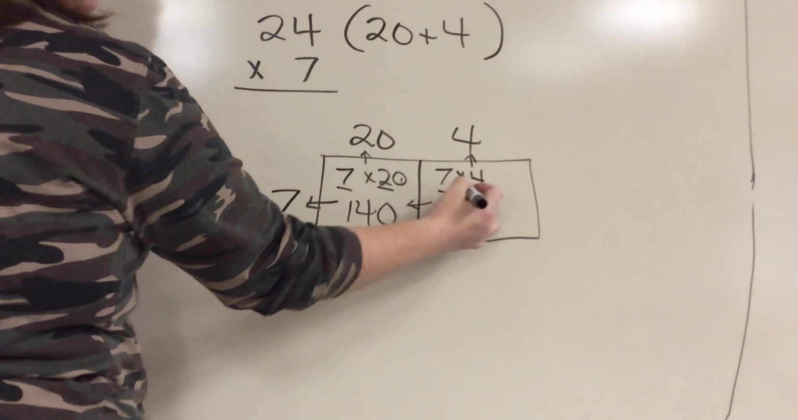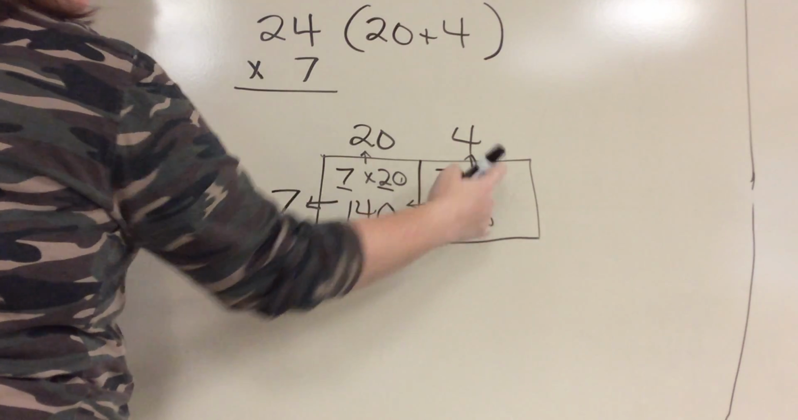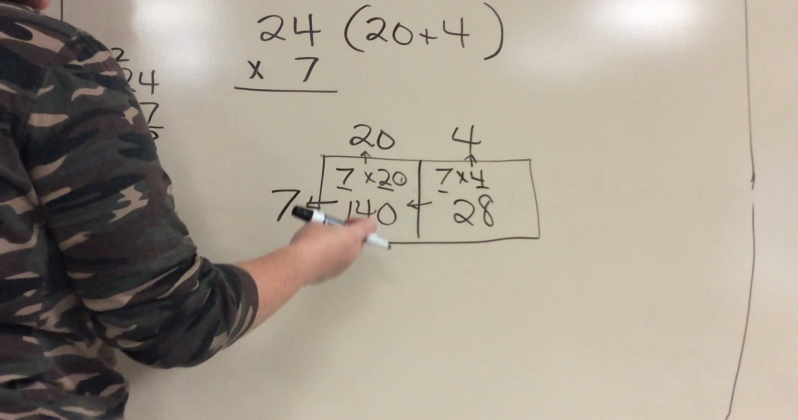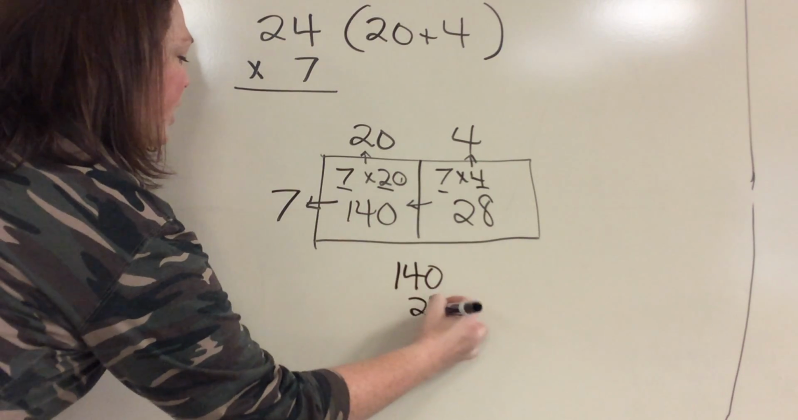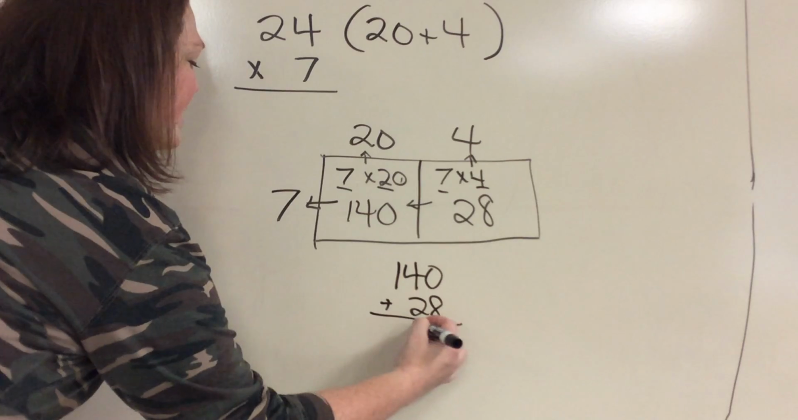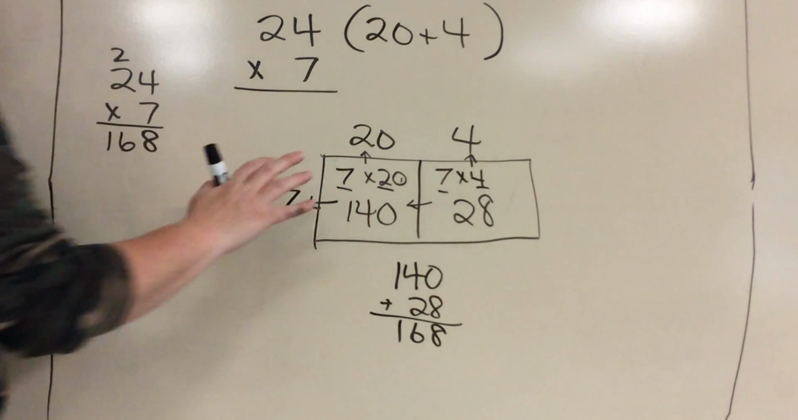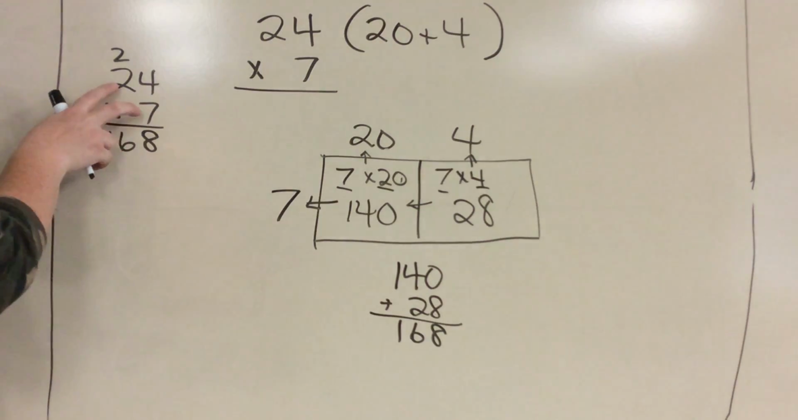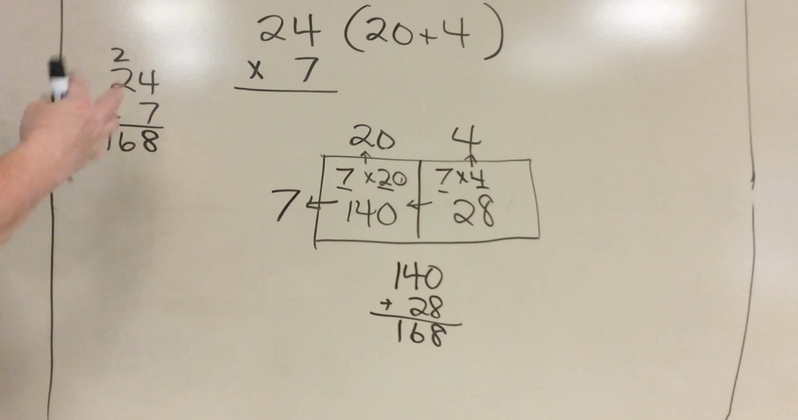For this column, 7 times 4 is 28, and we're not tacking on any zeros because we don't have any zeros to move. So we've multiplied our parts, and now we're going to add it to put it back together. 140 plus 28 gets me that same 168. So the area model is always going to get you the same answer, but this explains more clearly that you're multiplying 20 times 7 instead of 2 times 7 over here. So this helps support the why behind what you were doing.